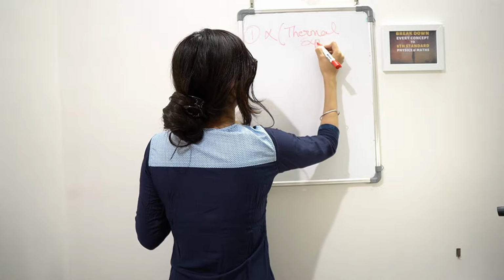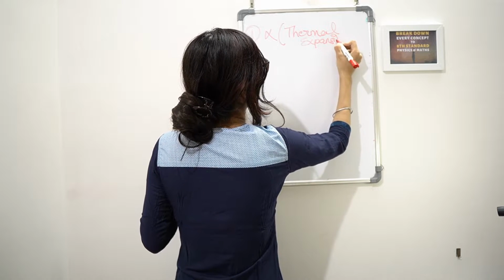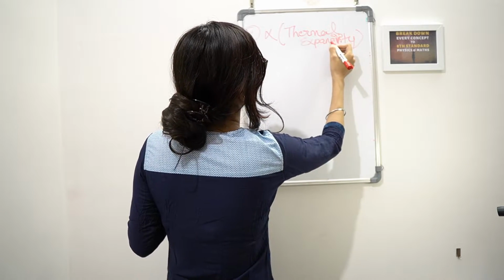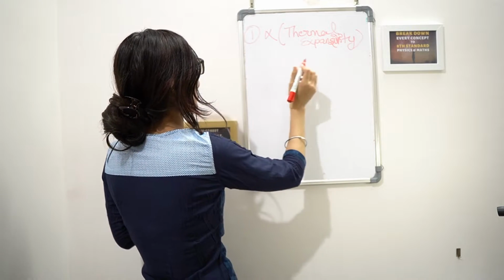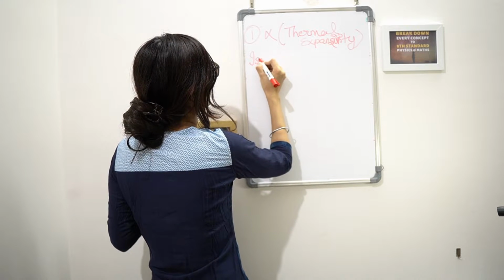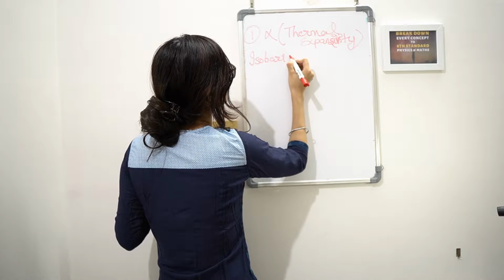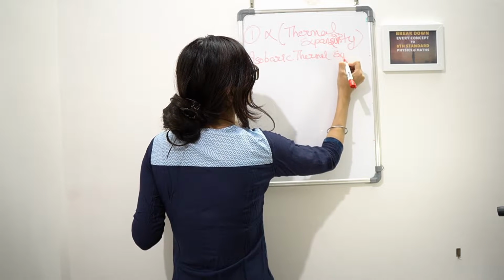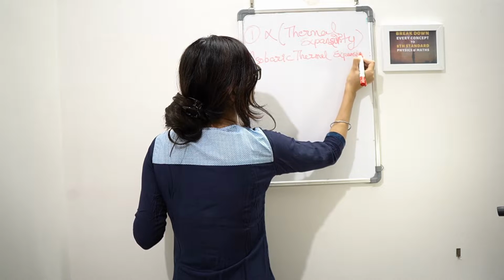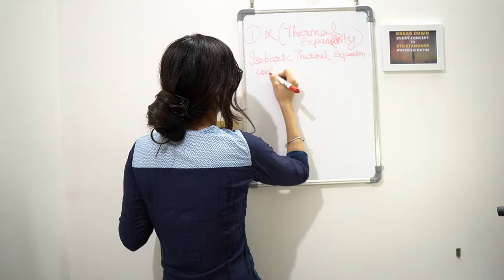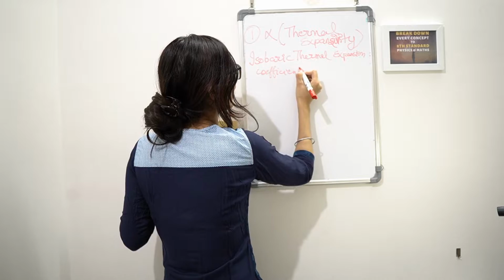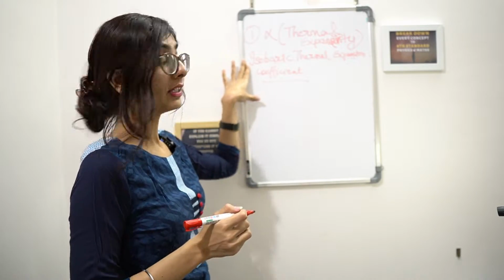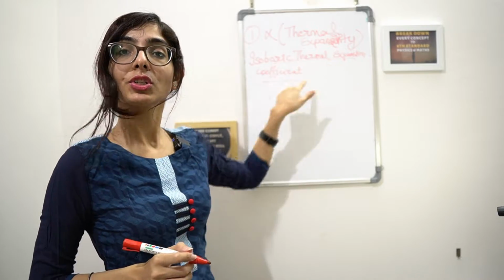Thermal expansivity, we also call it, has many names. Expansivity, it is V and it is S. Fine, and it is also called isobaric thermal expansion coefficient. So guys, can you see this term is self-explanatory: isobaric thermal expansion coefficient.